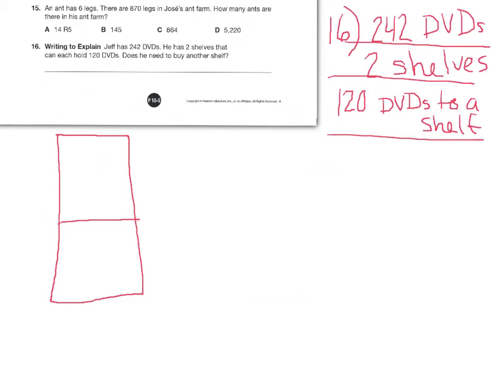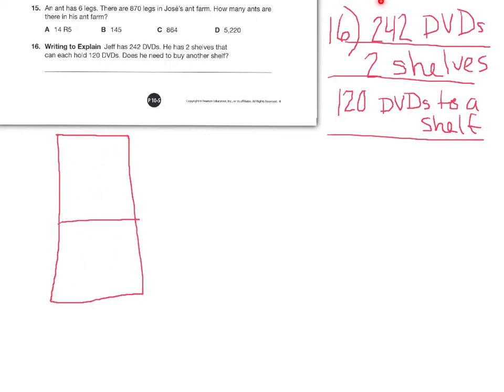Number 16, writing to explain. This one is different because it has 3 numbers. We got 242 DVDs, 2 shelves, and each can hold 120 DVDs. So, which numbers are we going to use? Well, I think we all know that we're going to divide by 2. So I have made my lovely bookshelf over here with 1 shelf and 2 shelves.